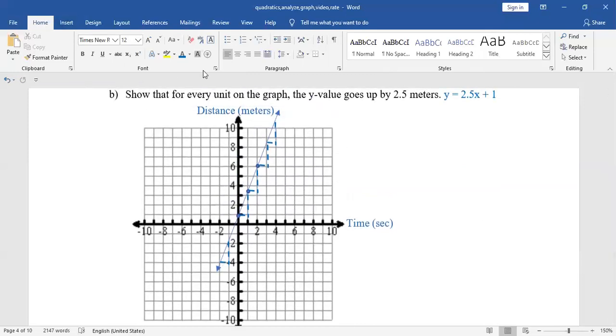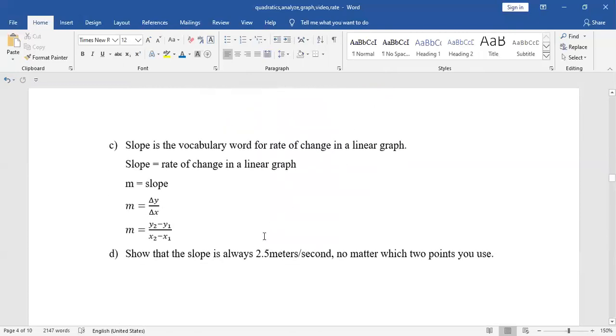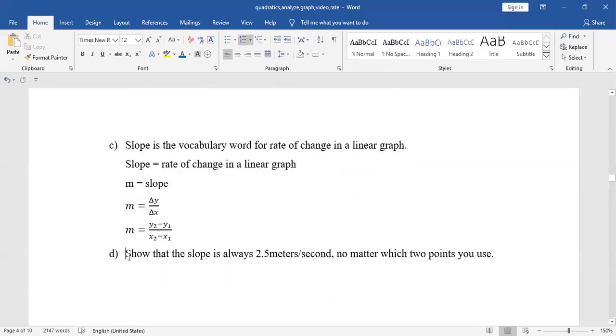Okay, so let me then move on to another question. Well, the slope is a vocabulary word that stands for the rate of change in a linear graph. We talked about that just a moment ago. So that means that the slope of this graph should be the same as the rate of change in the equation. That's what slope means. The variable that we use in this formula stands for the value of the slope.